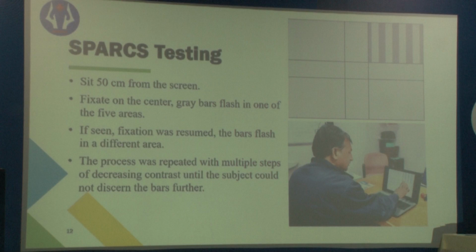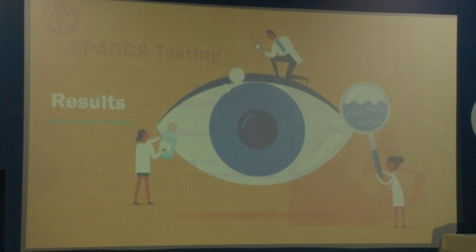The Sparks test was done using a computer monitor with 1024x768 display resolution in a dark room. The patient was made to sit 50 centimeters in front of the screen and fixate on the center. Gray bars will flash in one of the 5 areas, and if seen, the fixation was again resumed and the bars flash in a different area. This process was repeated with multiple steps of decreasing contrast until the subject cannot discern the bars any further. Individual scores are given to all the 5 quadrants out of 20 and total out of 100.